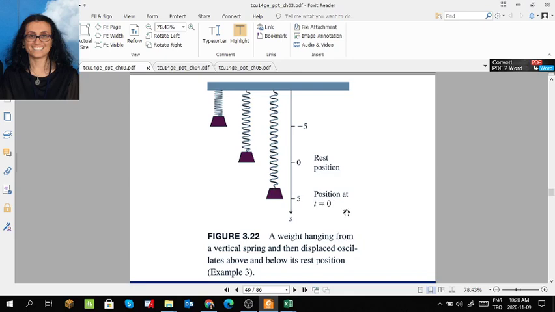Okay, so it's going to start at position t is equal to 0. We have a stretch on the spring and we leave it. It's going to go until negative 5. And then it's going to go up and down, and then it's going to stop at 0 eventually. It's the rest position. Okay, we have some questions like that. Example 3 is an example. So you can take a look at this example in our book, what type of question it has.